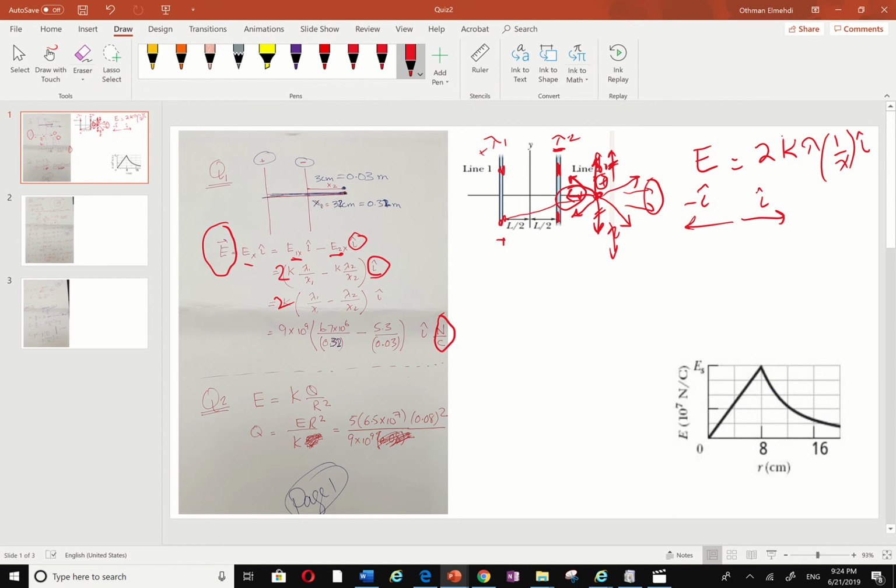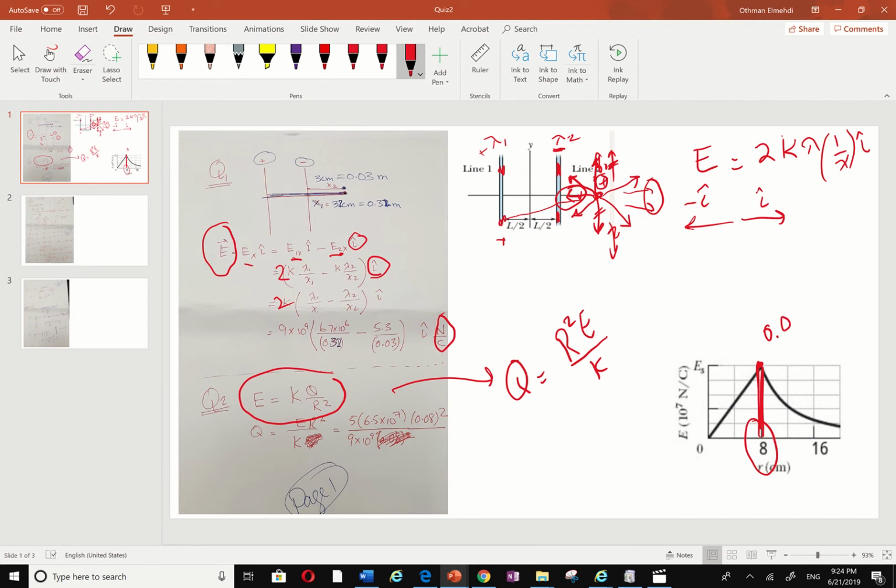Now, for the second one, question number 2, the electric field at this point, from the notes, as we saw here, is equal to that. From here, I can find Q by simply cross multiplying: Q equals R squared E divided by K. K is given. R is right here, that's my radius, which is 0.08, and of course because it's squared, it is squared over here. And E is the one that we need to know.